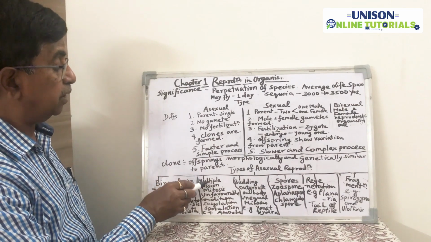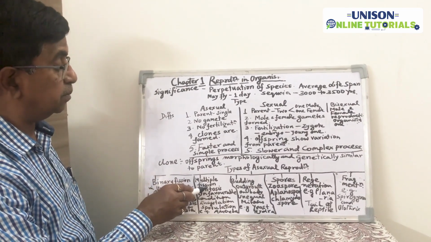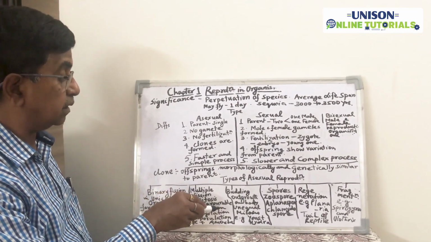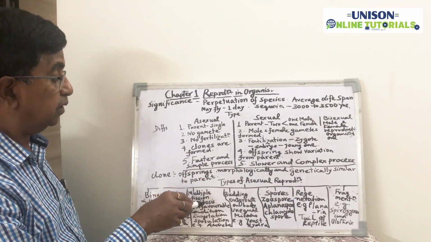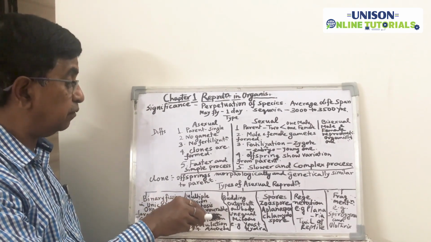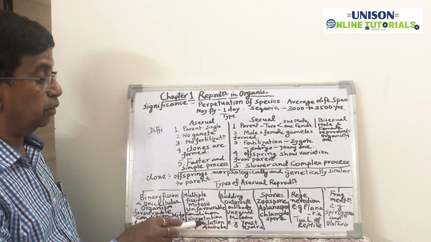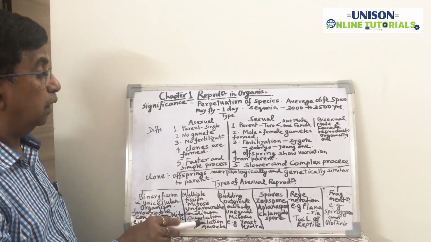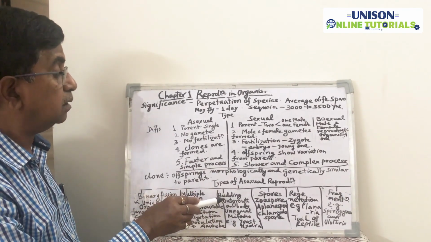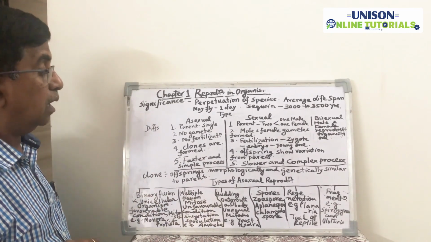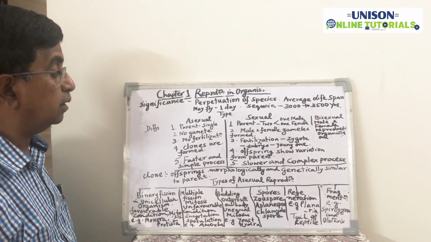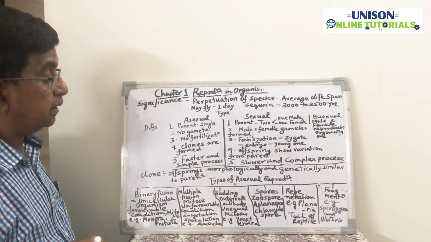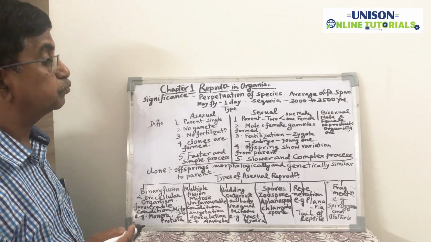Next is multiple fission. Multiple fission also takes place by mitosis, similar to binary fission, but it takes place in unfavorable conditions, and during multiple fission first encystation will take place and then there will be sporulation. This takes place in amoeba. The third type is known as budding. In budding, an outgrowth is formed on the body of the organism due to unequal cell division by mitosis, and it takes place in yeast and hydra.